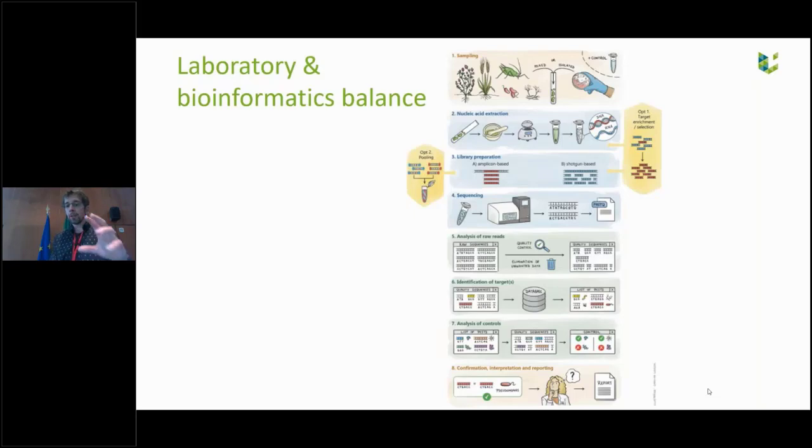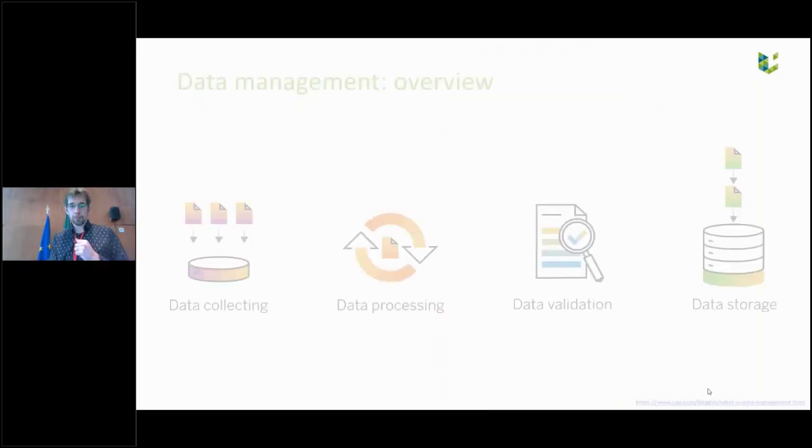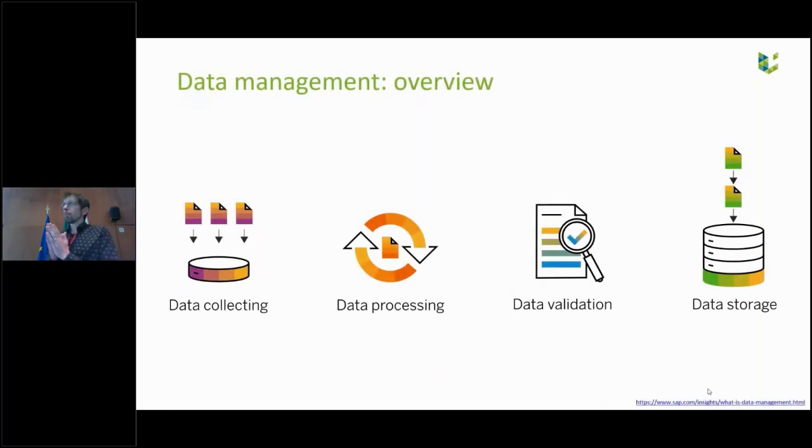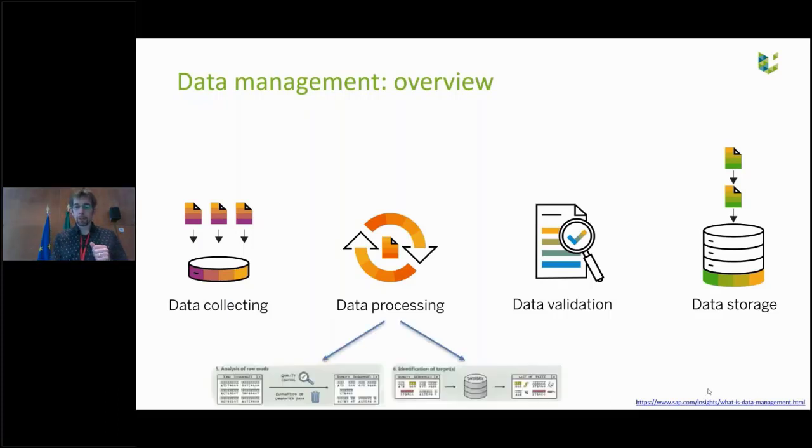We will see a little bit how these different steps of bioinformatic analysis can impact your results. If you look at purely data science, data management means four steps: data collecting, data processing, data validation, and data storage. And we will explore these steps and also see the link, because data processing is about analysis of raw reads, the quality control, and so on.